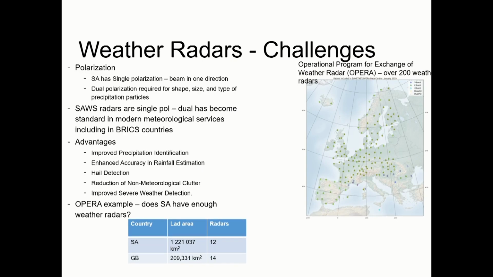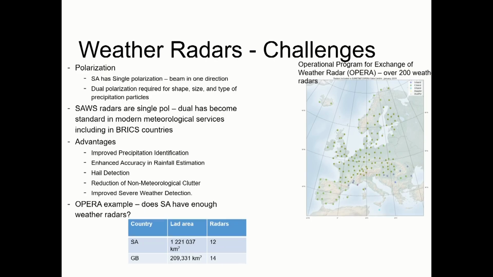It can detect hail, very good, and then it does reduce the non-meteorological clutter that we see from our radars, and it also improves the severe weather detection.